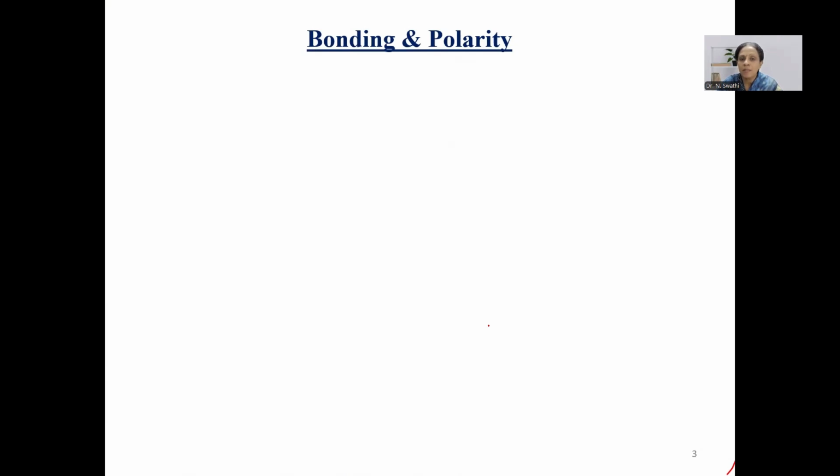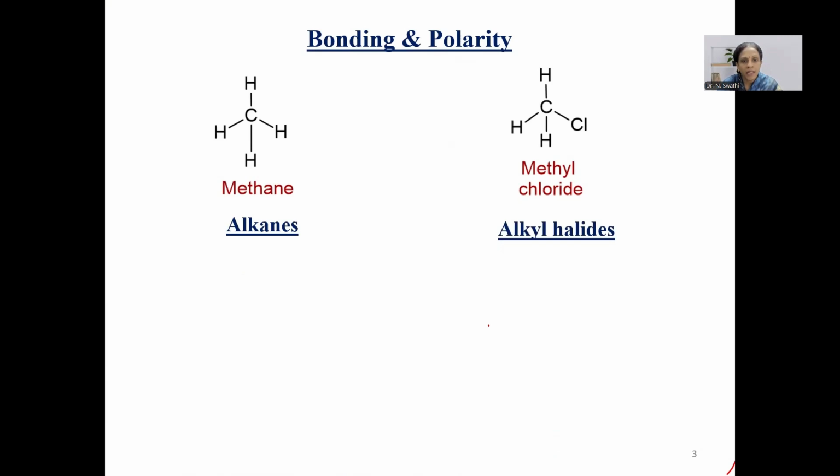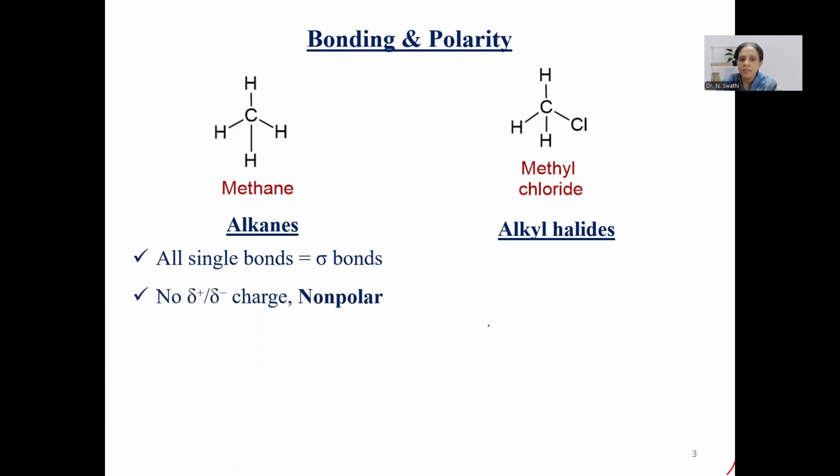Now let us consider the bonding and polarity differences between alkanes and alkyl halides. Here I have given prototype compounds: methane for alkanes and methyl chloride as an example of an alkyl halide. All the bonds present in alkanes, carbon-carbon and carbon-hydrogen, are single sigma bonds. In these bonds, there is neither partial positive charge nor partial negative charge. Hence, these bonds are non-polar in nature.